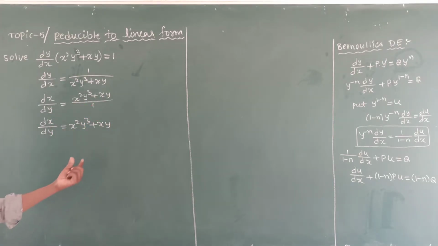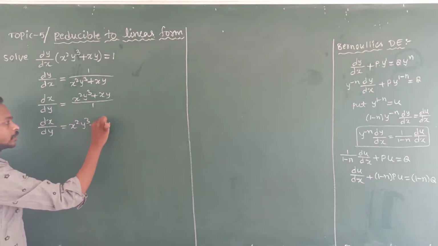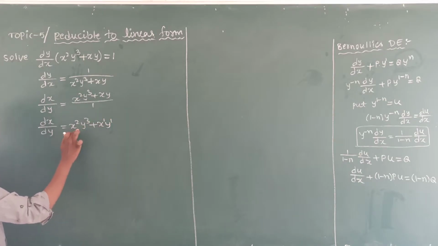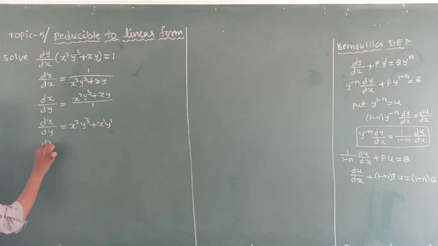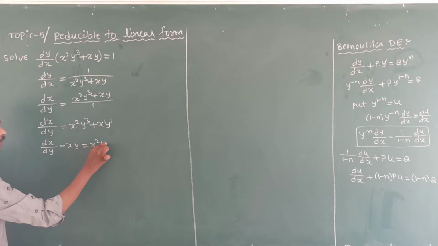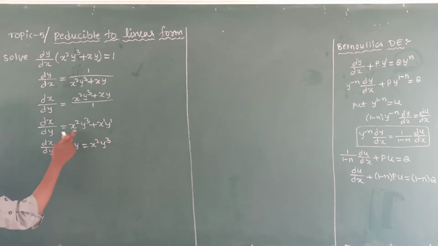Now what we have to do? We have to bring this term to this side, not this one. Why? Because the degree of this is less compared to this. Lesser degree terms you should bring to the LHS side. Then it will be dx by dy minus x into y is equal to x square y cube. Now we have to divide both sides by x square.